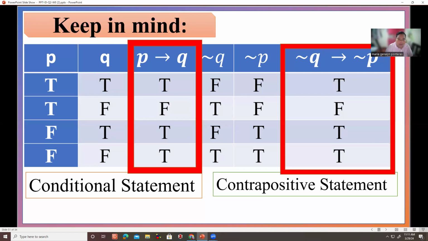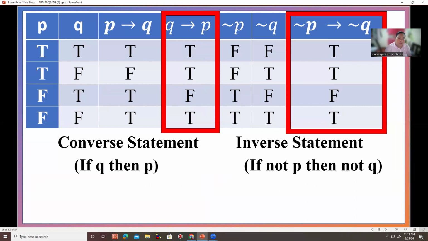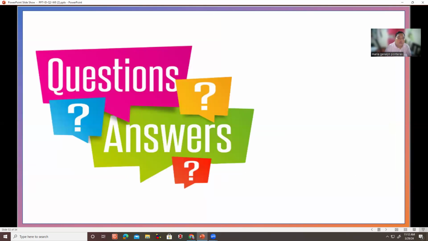So keep in mind that the conditional statement and the contrapositive statement hold the same logical equivalence. So you have true, false, true, true. For the converse statement, if Q then P, you have true, true, false, and true. For the inverse statement, still the same, true, true, false, and true.